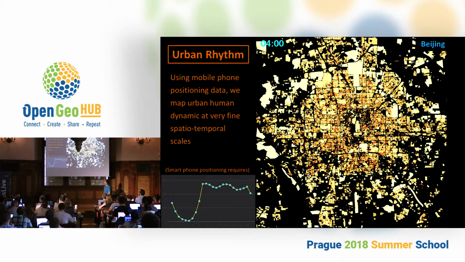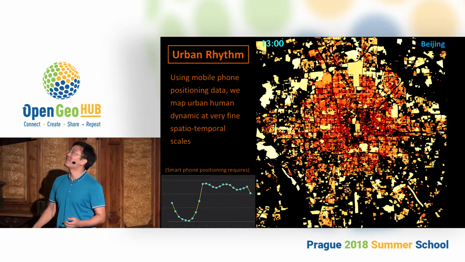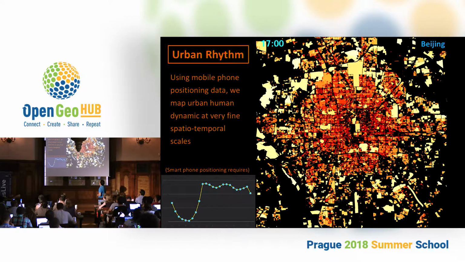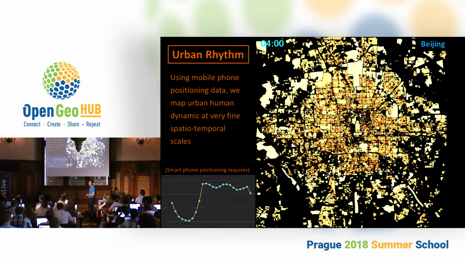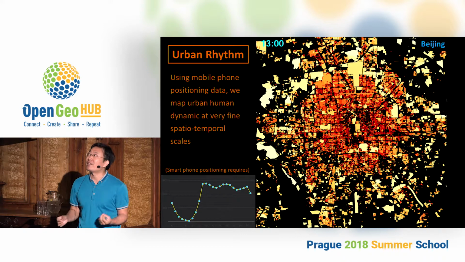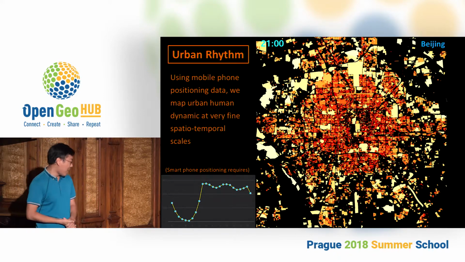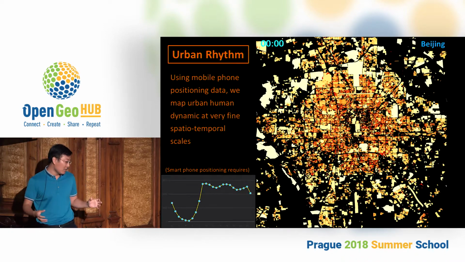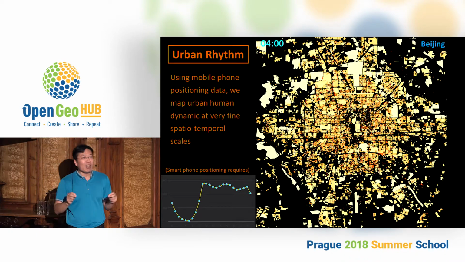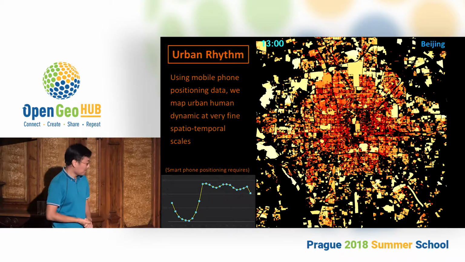First, we can show the urban rhythm. Here shows the map of Beijing. They have 24 hours of data for smartphone positioning requests. Each color represents the number of requests. Using this kind of mobile positioning data, we can map the city's dynamic structure with very fine spatial temporal scales.